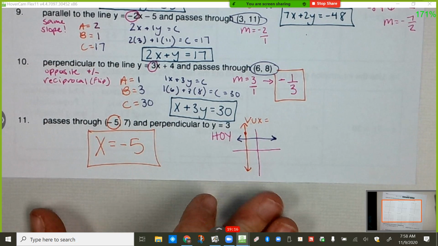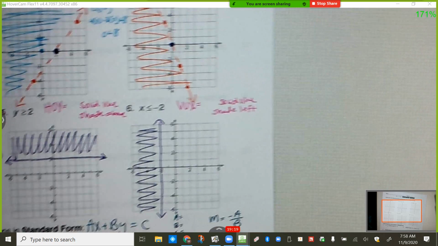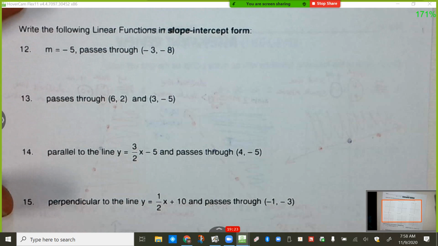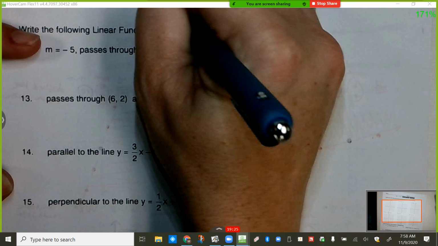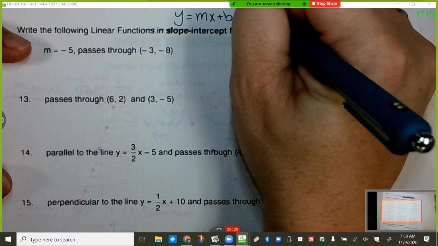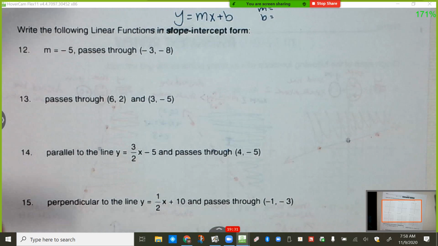Okay, let's look at the back. I like those because they're quick if you remember. Now, these say slope-intercept form, so let's talk about what we know. Slope-intercept form is y equals mx plus b. We have to find m and b when it's in this form, and really that's all we need to know.